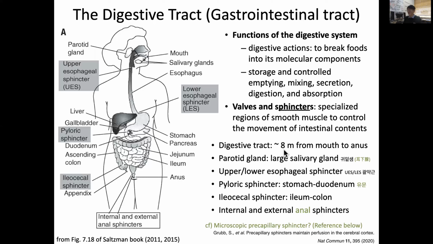That's an amazing length. And there are a couple of glands, a salivary gland, the esophageal sphincter, the pyloric sphincter, which connects the stomach and duodenum, the ileocecal sphincter, from ileum to colon, and the internal and external anal sphincters. And sphincters are not only at this big level; there are even microscopic sphincters.